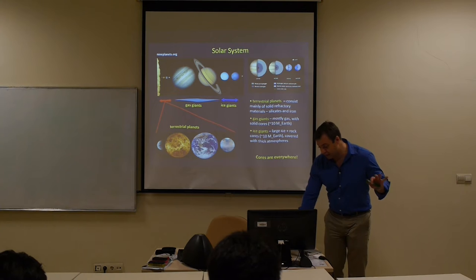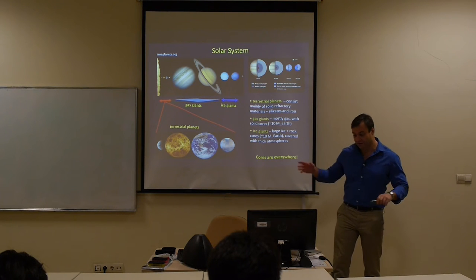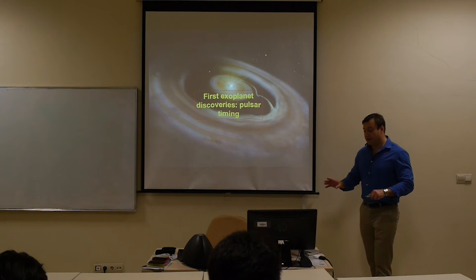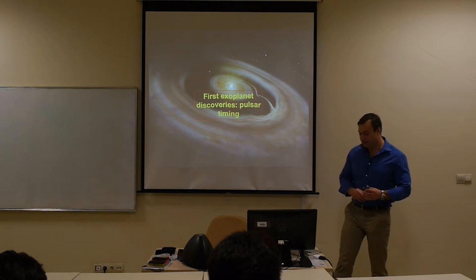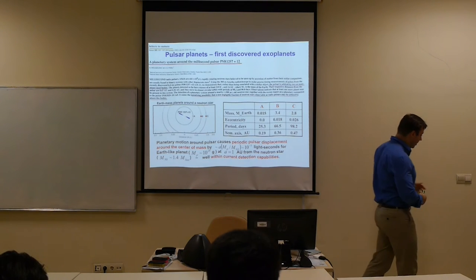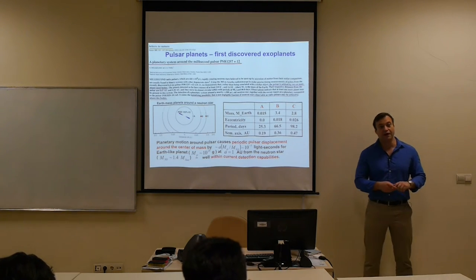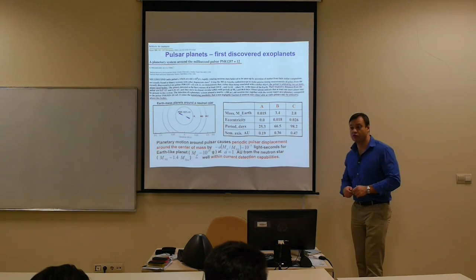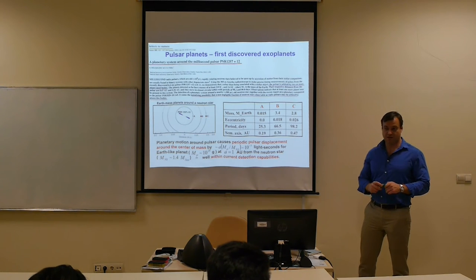And let's see how the exoplanets actually put our solar system in context. So first, exoplanet discoveries happened in the beginning of 1990s, and they were actually a pretty strange kind of planetary system, I have to tell you. That's because the first discovery of exoplanets happened not around a normal star, but around a neutron star.